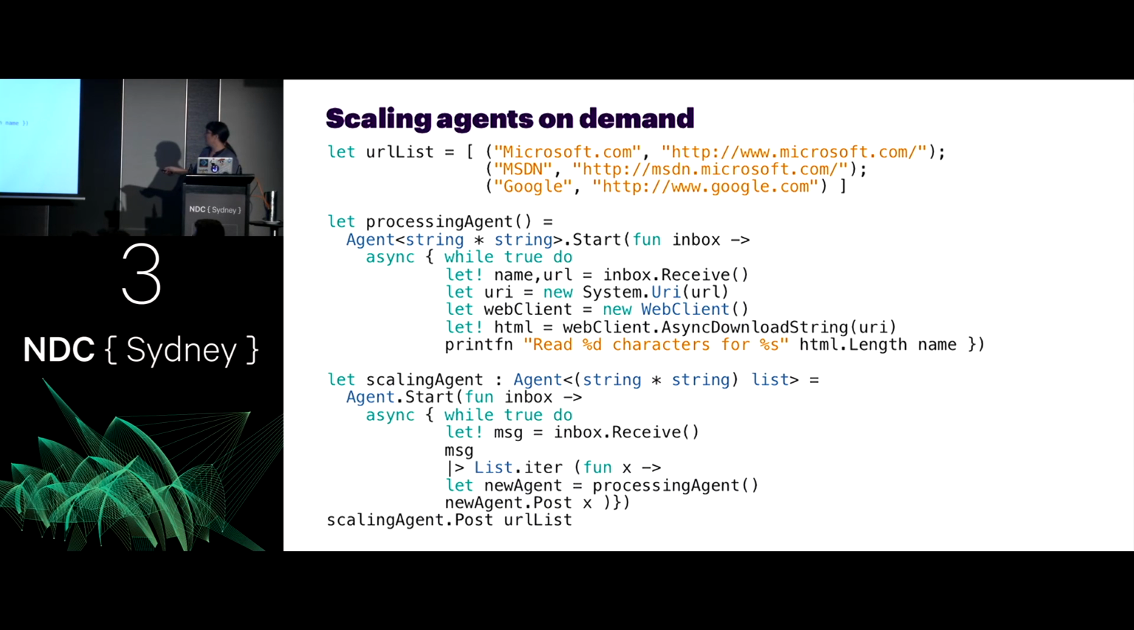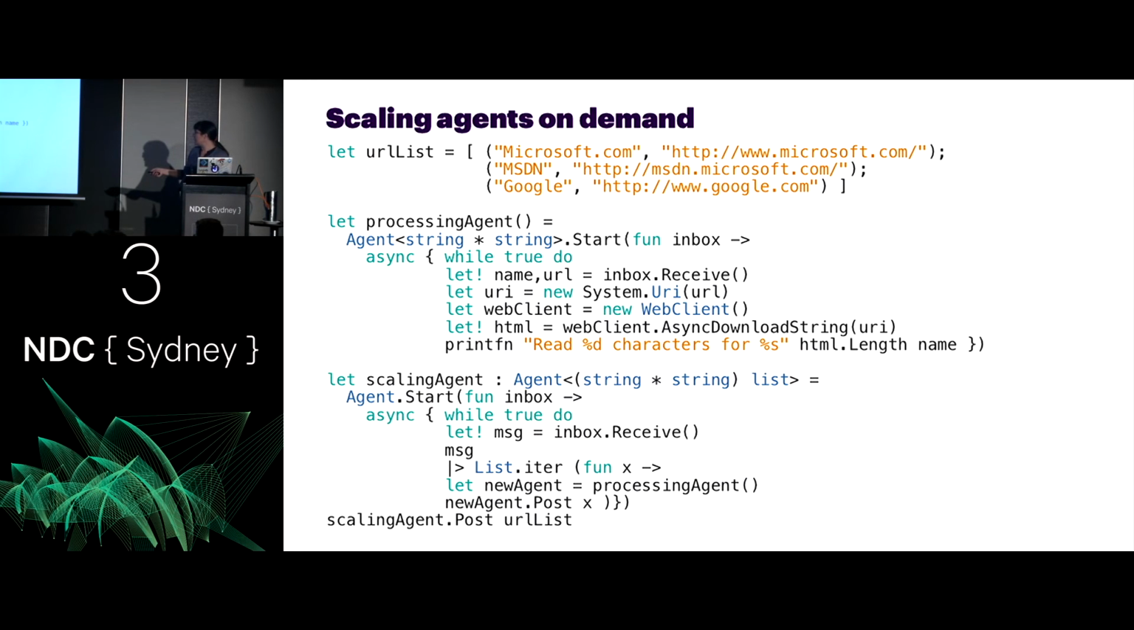We're creating a specific URI from the URL. We're creating a brand new web client. And again, we're using let bang to asynchronously download the string of all of the information, the HTML on that page, and then just printing out the characters that were read, the length of the HTML for that, read so many characters for a specific name.